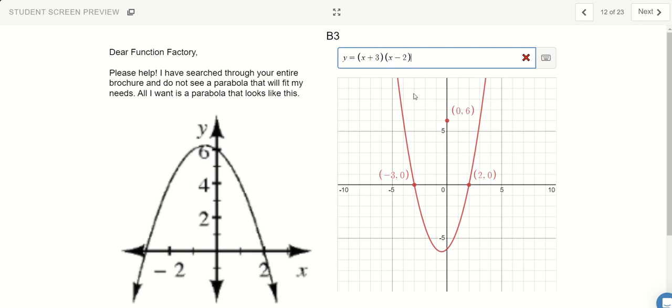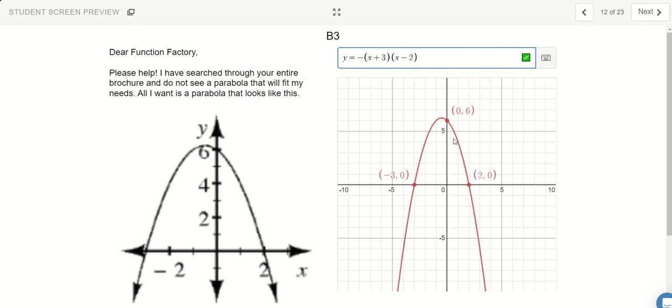We're not quite done yet because right now our parabola is facing upward and we want it to be facing downward so that it crosses this point here. So I know that if I have a negative in front, it's going to flip it over. And there we go. Here we have a graph that matches these criteria.